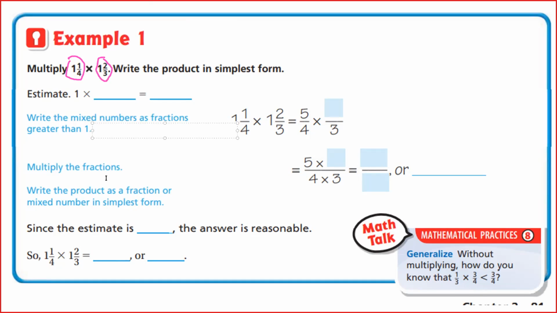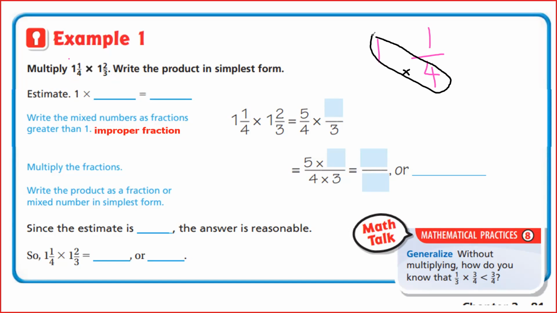If the numerator is greater than the denominator, we call it an improper fraction. How will I now convert the mixed number to a fraction? All of you, please look at me here. We have 1 and 1 over 4. You have to multiply the denominator with the whole number, then add the product to the numerator.